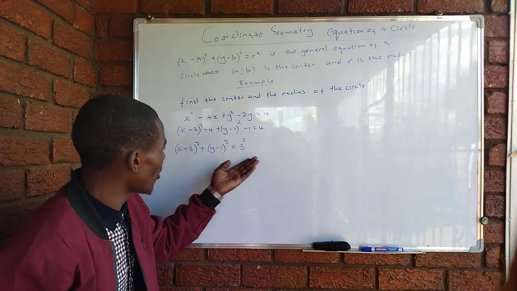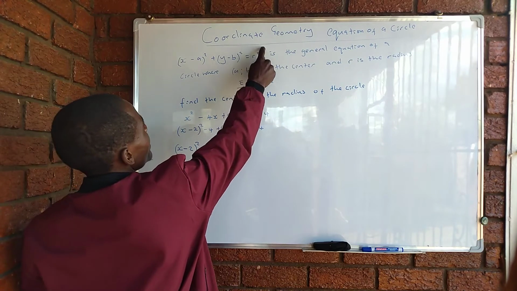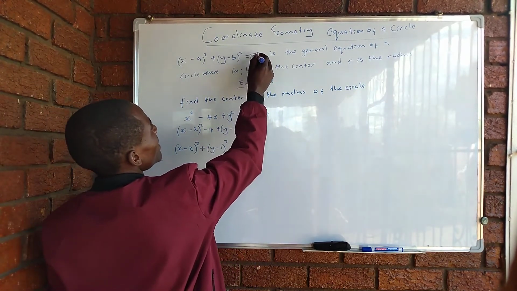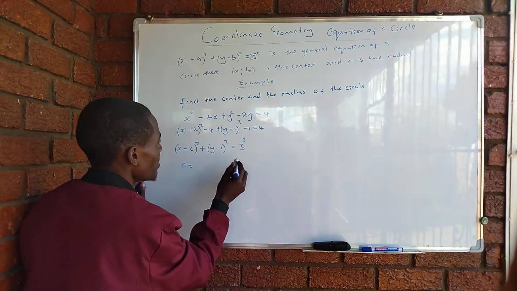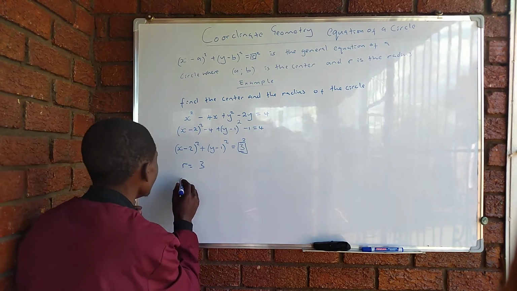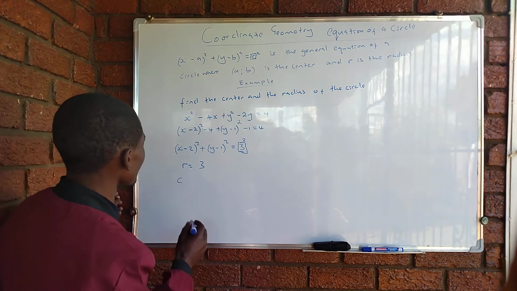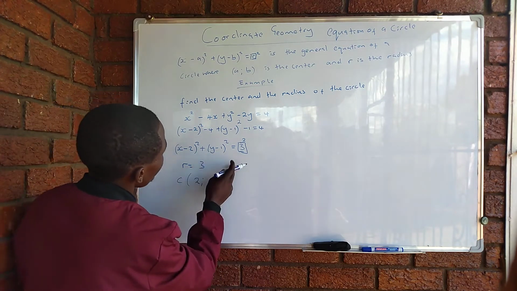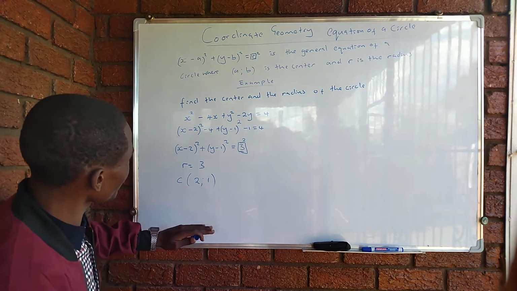So let's take it now. To find the radius, we need r squared. So the radius is r, not r squared. The number that is squared here is the radius. So r is equal to 3. Then the center C: equate this to 0, x minus 2 is equal to 0, x is equal to 2. Then here, equate to 0, y minus 1 is equal to 0, y is equal to 1. So (2, 1) is our center. So we have found the center and radius.